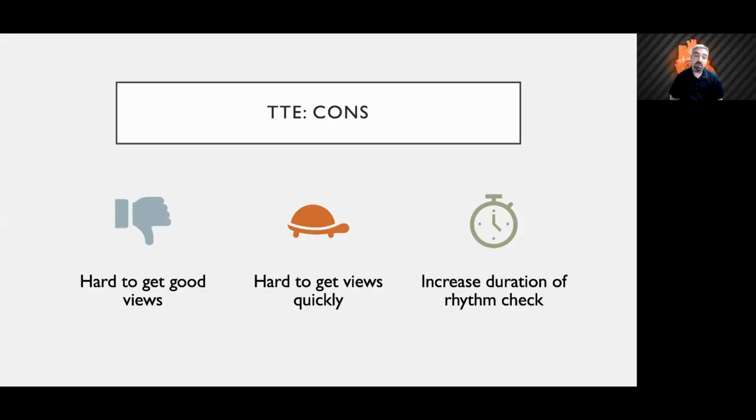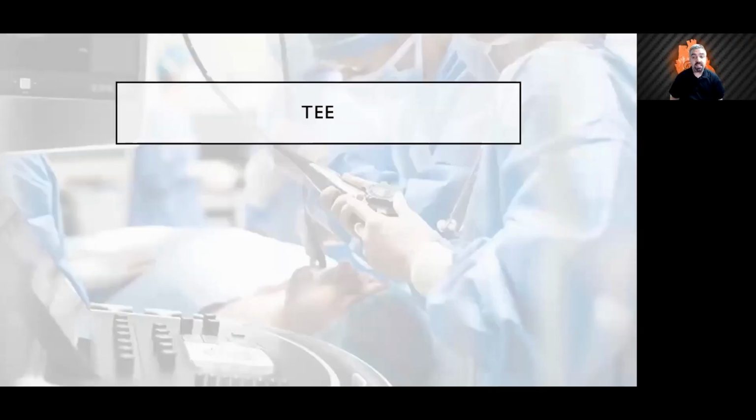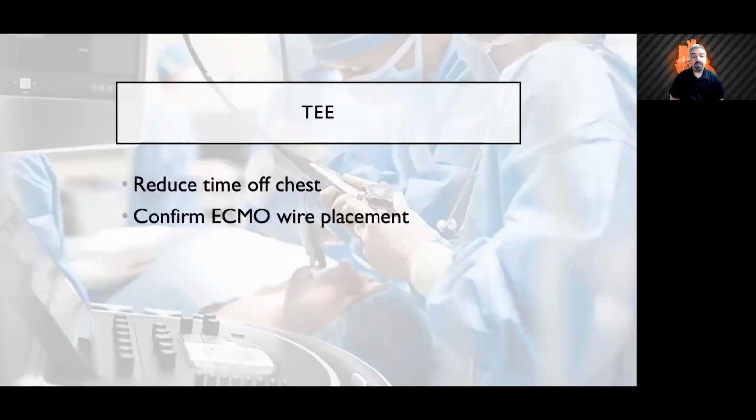But an even better alternative than TTE is TEE. Some studies that have done TEE versus TTE for cardiac arrest head-to-head show that it reduces time off the chest. If you are going to be putting your patient on ECMO, it allows you to confirm wire placement prior to dilating and inserting your catheters. It also allows us to optimize CPR.